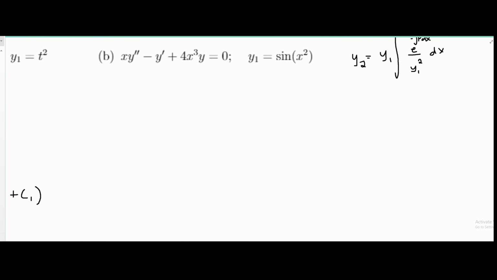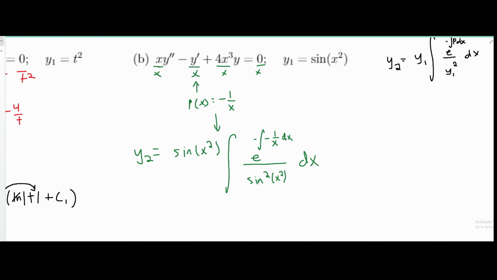For b, we have to divide everything by x, and our p value is whatever is in front of our y prime. So this means our p value is going to be equal to negative 1 over x. After plugging everything in, we can rewrite it like this. These negatives can turn into a positive. And looking at this portion, we are just going to get e to the ln of x. Since, as we stated last, we're not worrying about the general solution, only the y value, we don't need to worry about the c's. So from here, the e and the ln are going to cancel out, leaving us with just an x on top.